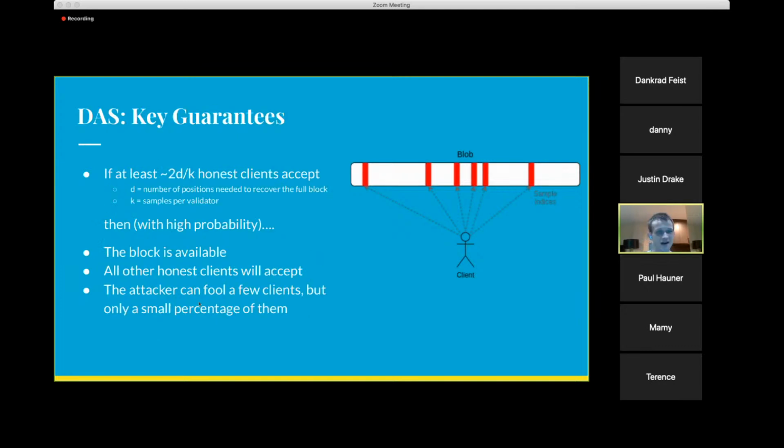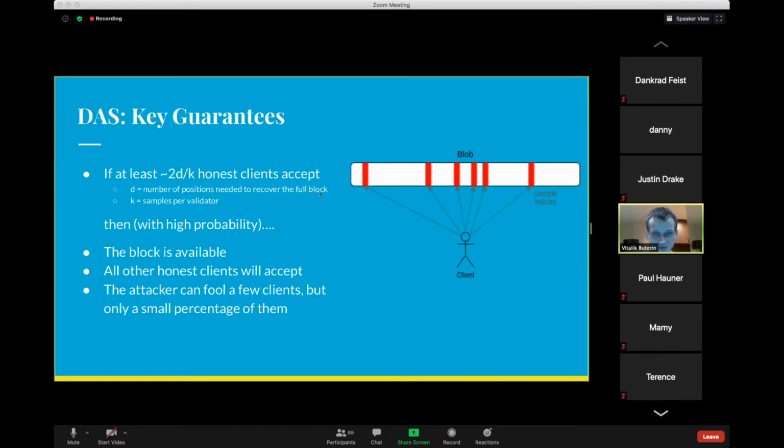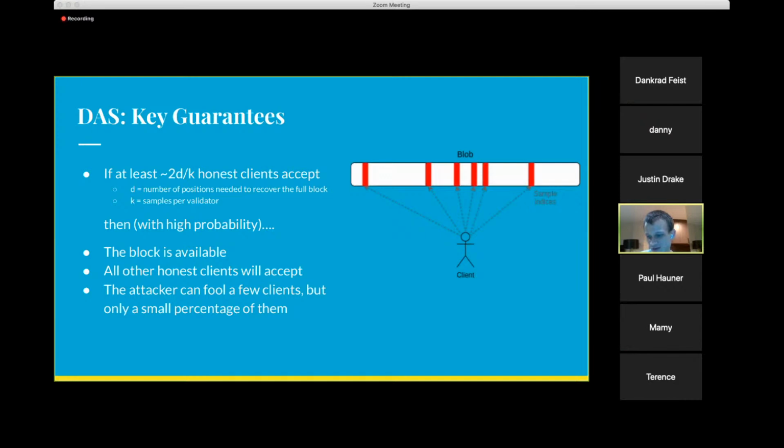So the key guarantees that sampling provides. This is the honest minority assumption, right? D is the number of positions that you need to recover the full block. Now I mentioned before that a block is going to be up to 500 kilobytes, or more specifically up to 16,384 points. But we are doing 8 points per sample, which is just an efficiency optimization. So we actually have 2,048 samples.